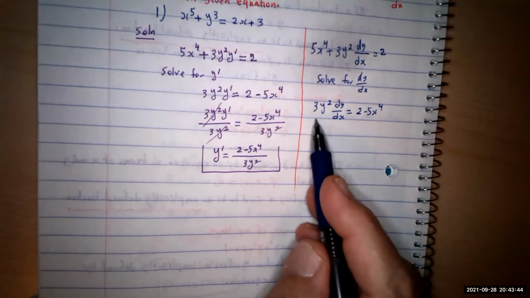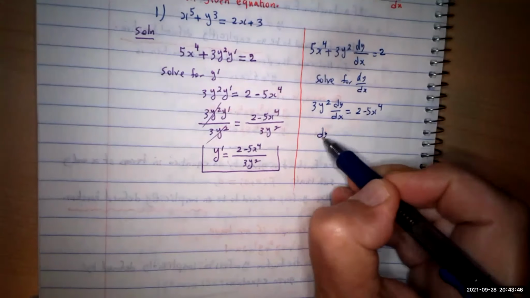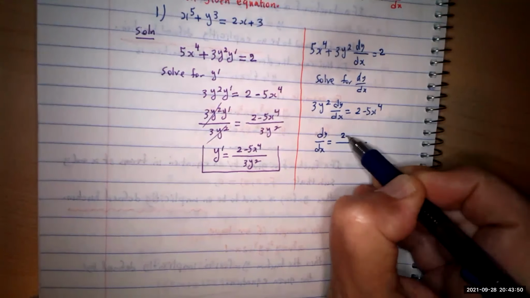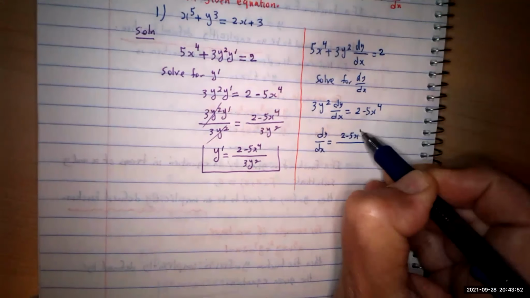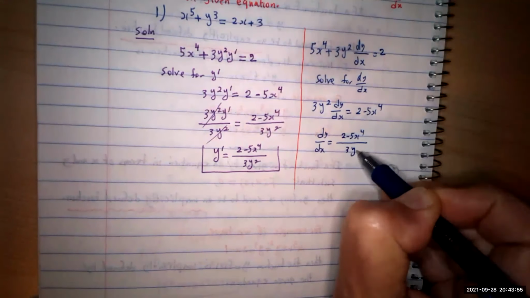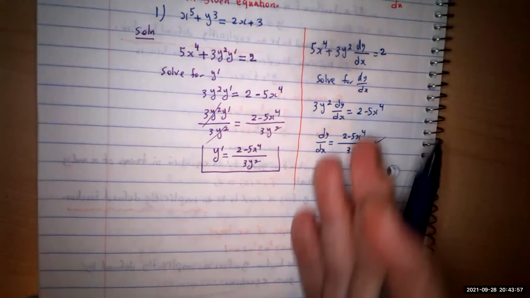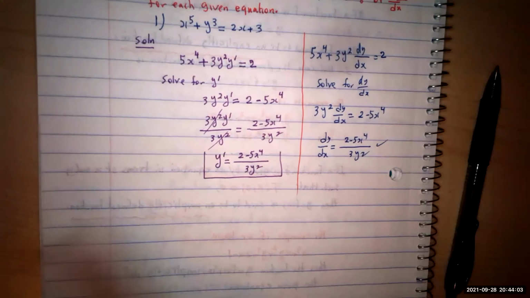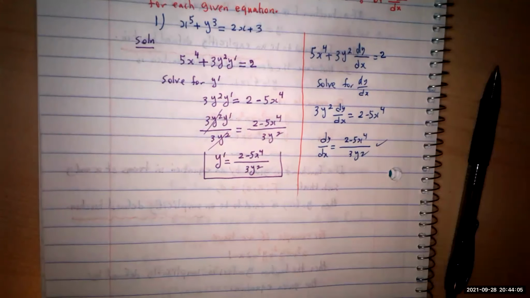Then they divide by 3y squared. So that gives you dy dx, which is going to be equal to 2 minus 5x to the fourth over 3y squared. This is the notation of your book. If you like this notation, you want to use it, I don't mind. But I use the y prime. That's going to be the difference.